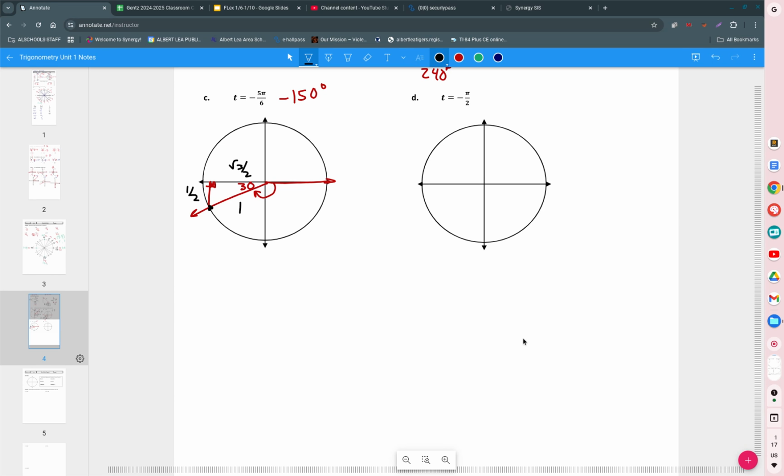But so this coordinate right here, notice it's a little bit different from the last one. The horizontal is this one right here, so it's negative root of 3 over 2. And then the vertical is negative 1/2. Let's put that on the previous page, and we'll do one more.